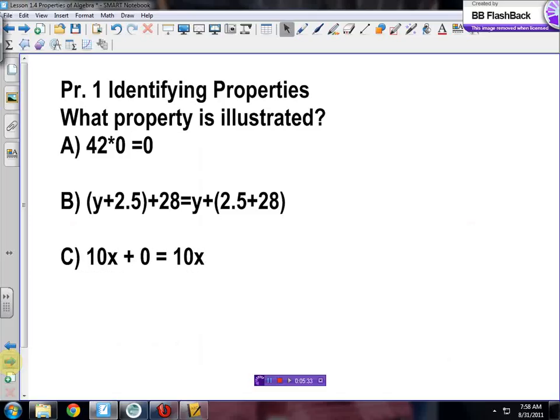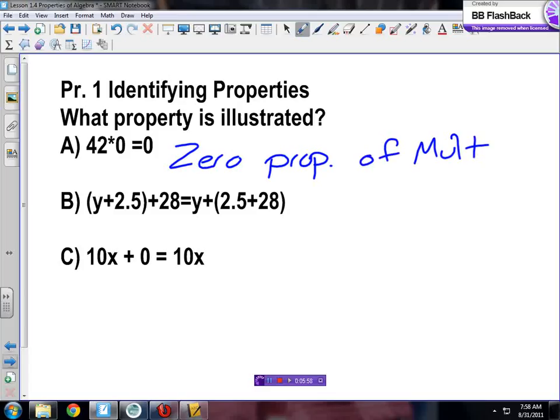Okay. So, looking at these ones, let's tell which property is used. If we look at A, which is 42 times 0 is equal to 0, which one is that going to be? Zero property of multiplication. All right, that's good. Zero property of multiplication. Part B, look at part B. All right. What's this one going to be?